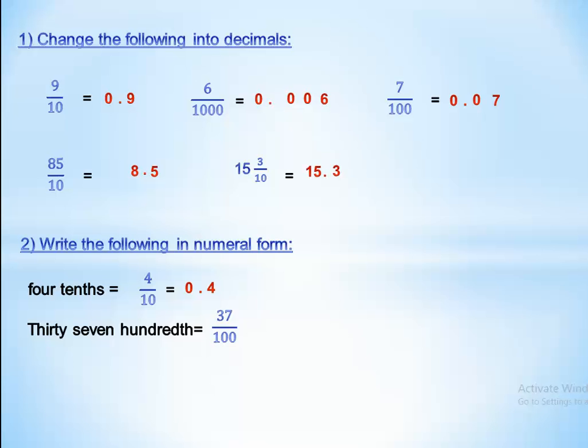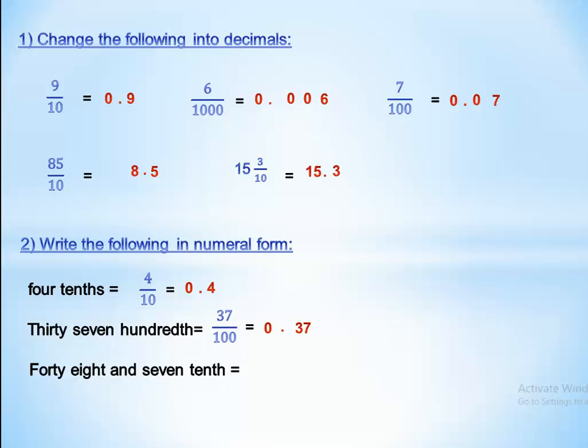Okay, 37 hundredths. Let's write 37 over 100. Put 37. How many zeros do we have? 2 zeros. So count 1, 2, and put the decimal point.